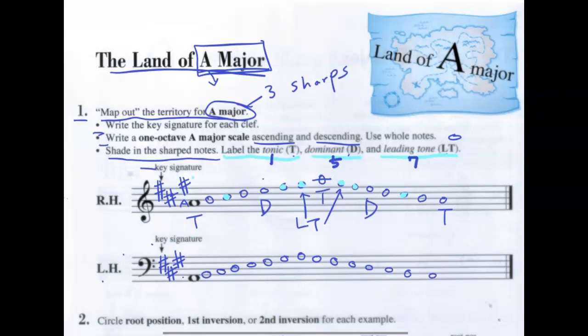And we are going to do the same thing. Let's shade all the sharp notes. C sharp, F sharp, G sharp, G sharp, F sharp, and C sharp.